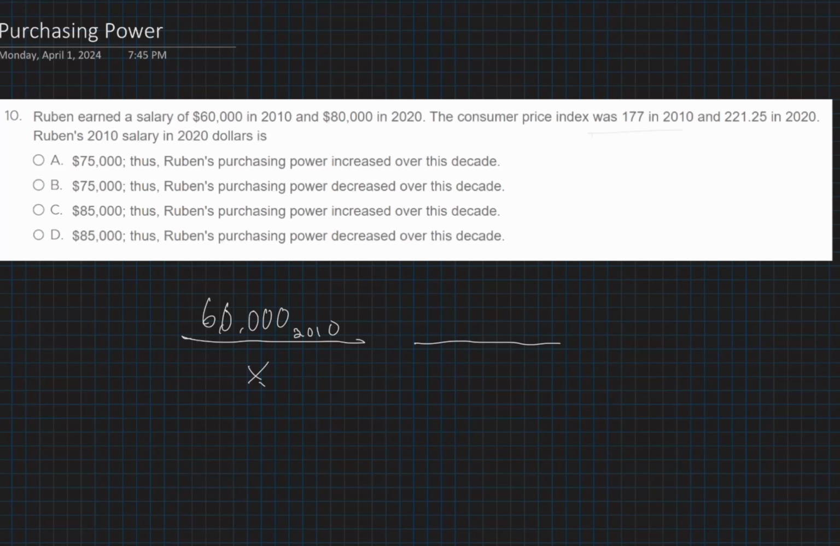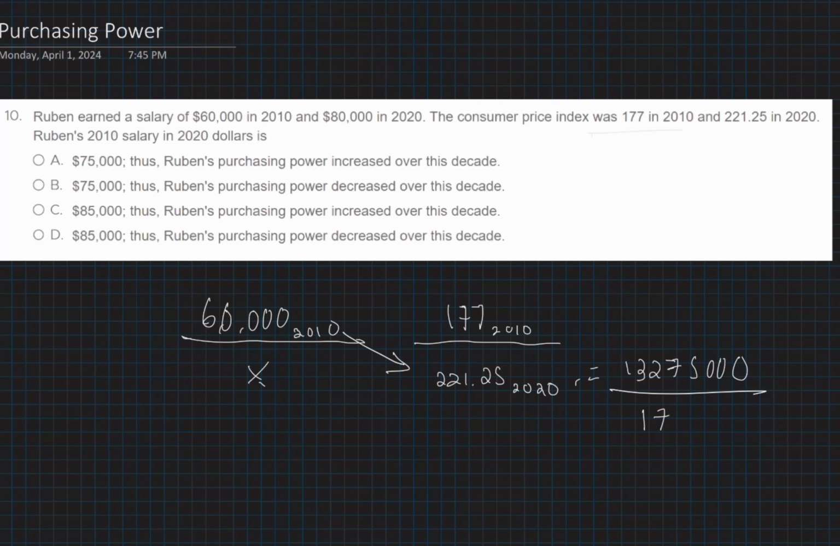And because my CPI in 2010 is 177, I want to line up terms across from each other, so 2010, and then I have 221.25 for 2020. So I divide across, cross multiply, so 60,000 times 221.25, which is 13,275,000. And then I divide by the last value, so divide by 177. And what do you know? $75,000. That's my value.